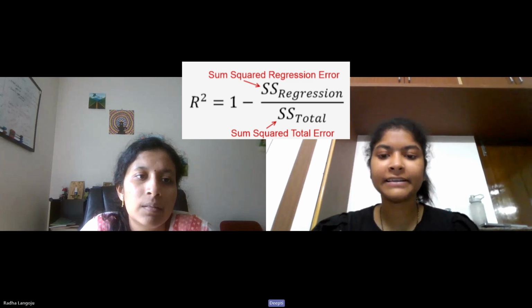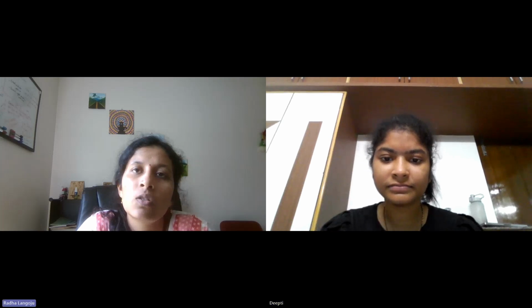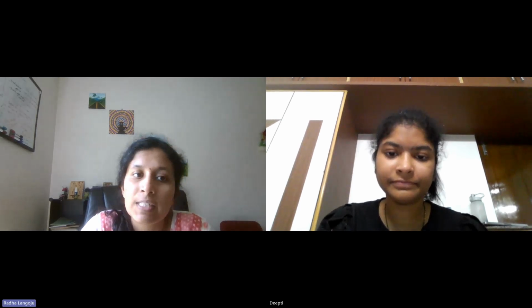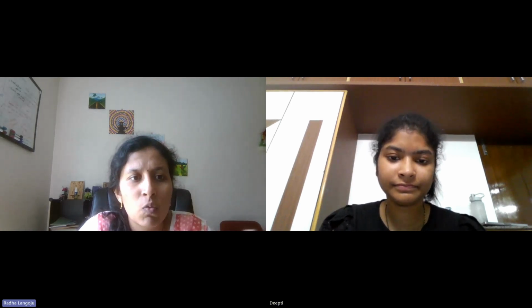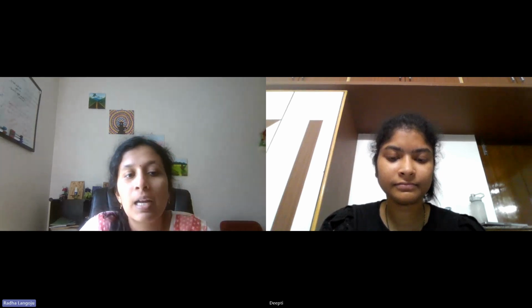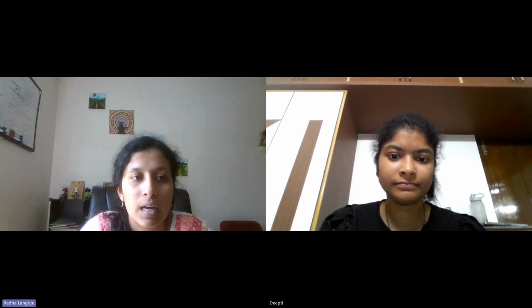Okay, great. How do you interpret this R squared value? If R squared is greater than 0, it means the model is better than the baseline model. If it's less than 0, it indicates that the model is worse than the baseline. If it's close to 1, it indicates that the model is a good fit for the data. R squared is always less than or equal to 1.